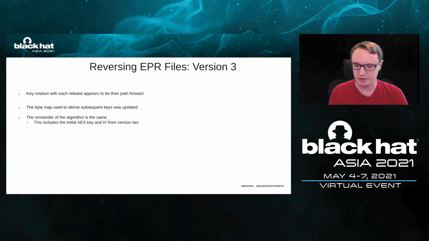So version 3 is the same as version 2 for the most part, with the bytes used to derive subsequent keys having been updated. I believe their approach going forward will be to rotate these bytes with each new release. This would require someone to reverse engineer the correct byte map each release or develop an automated method to do so.